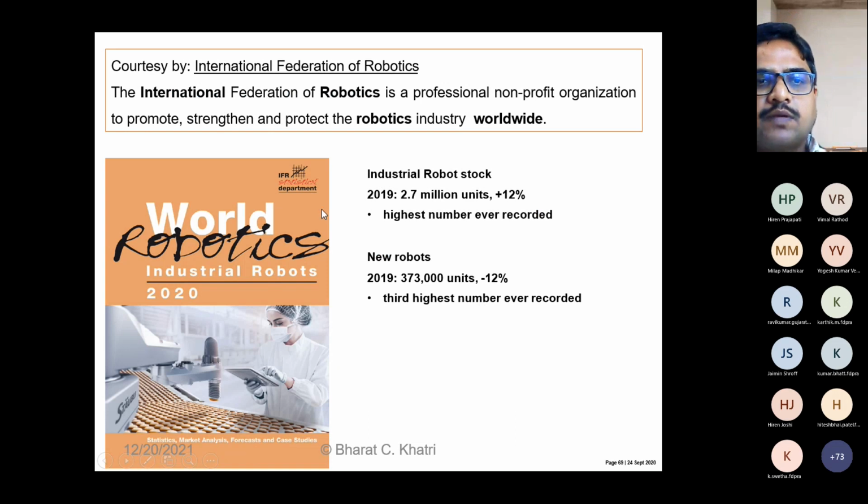After telling about the different components, I will directly come to the topic of the International Federation of Robotics, which has published a magazine in 2020 that deals with industrial robots, and where we are standing in the world about industrial robots. So they say that 2.7 million units were sold in 2019. That is the highest number of industrial robots sold, right? And it is growing.